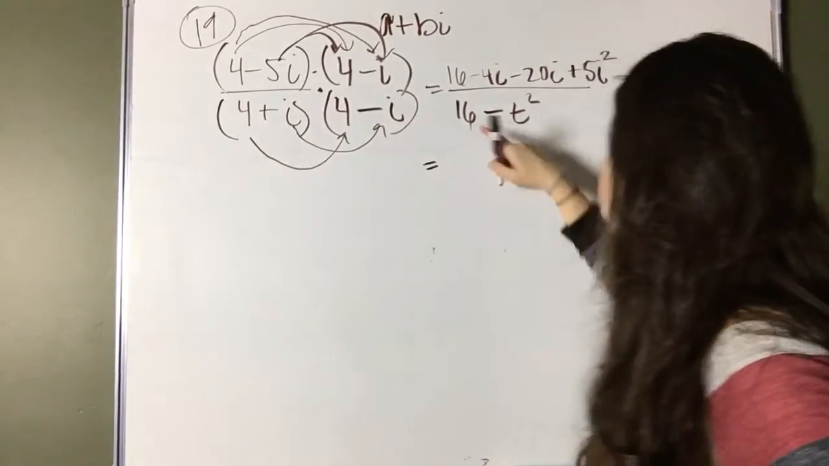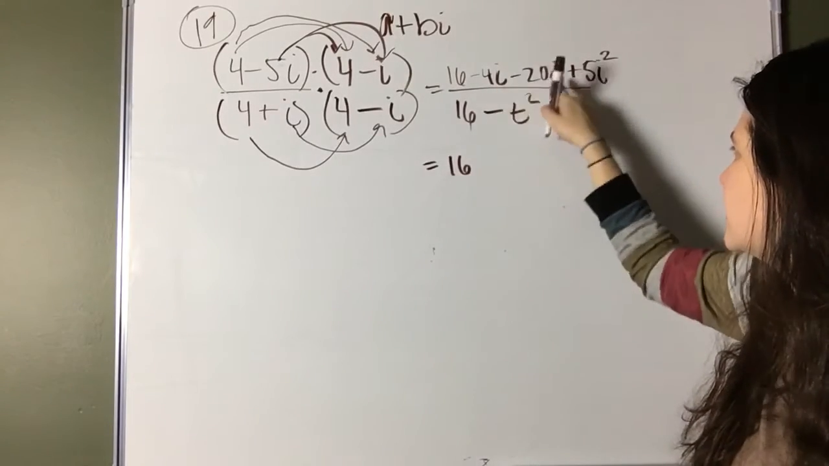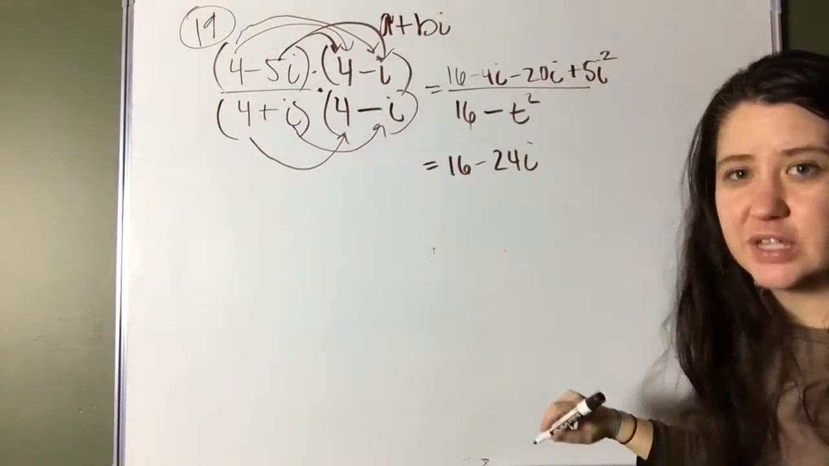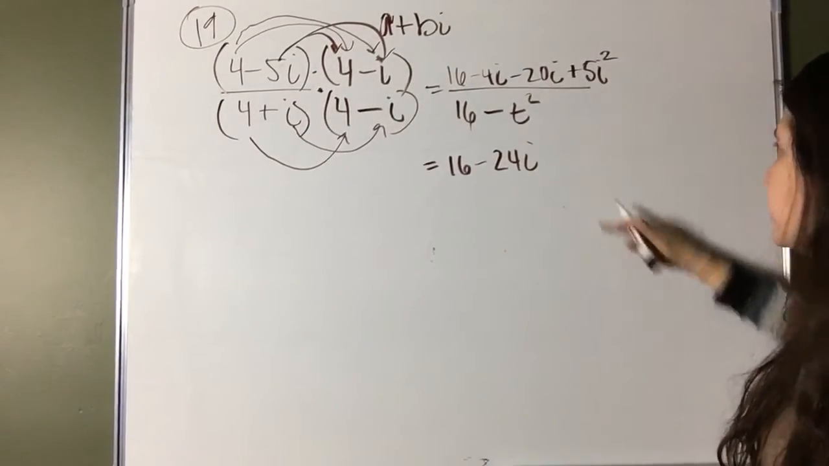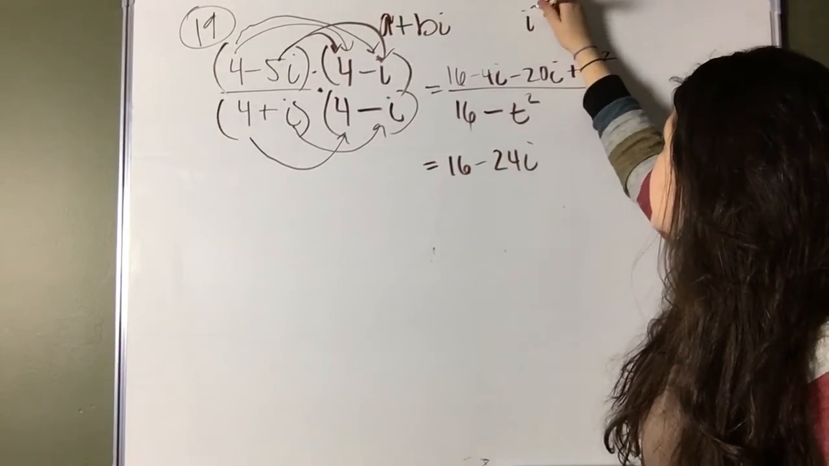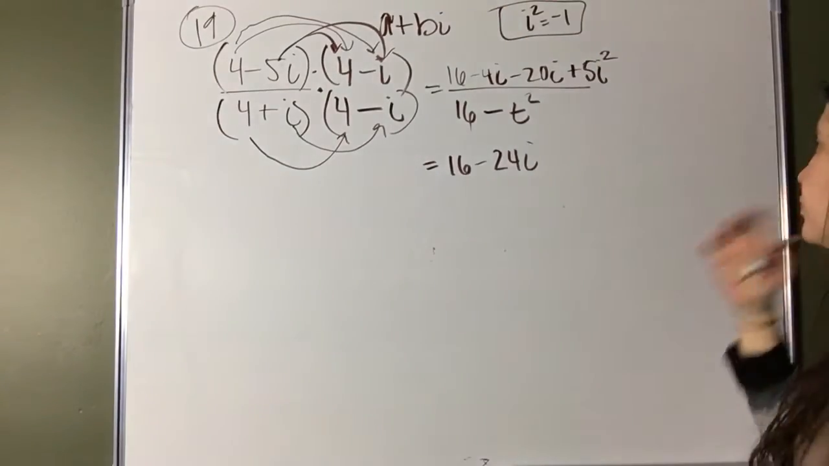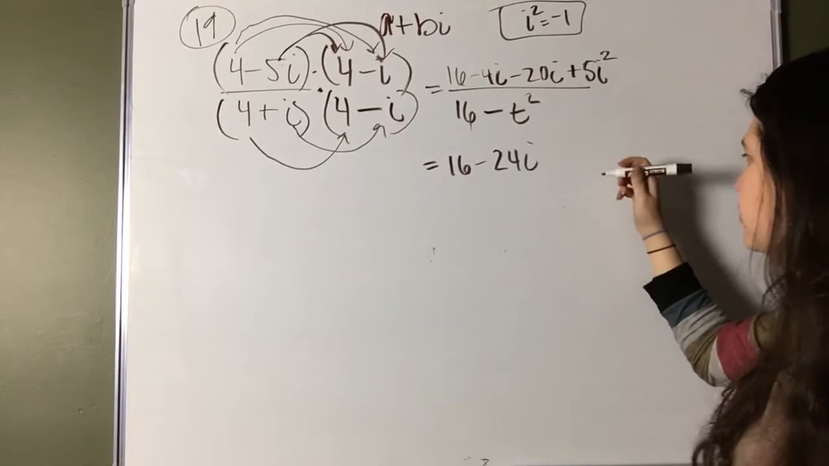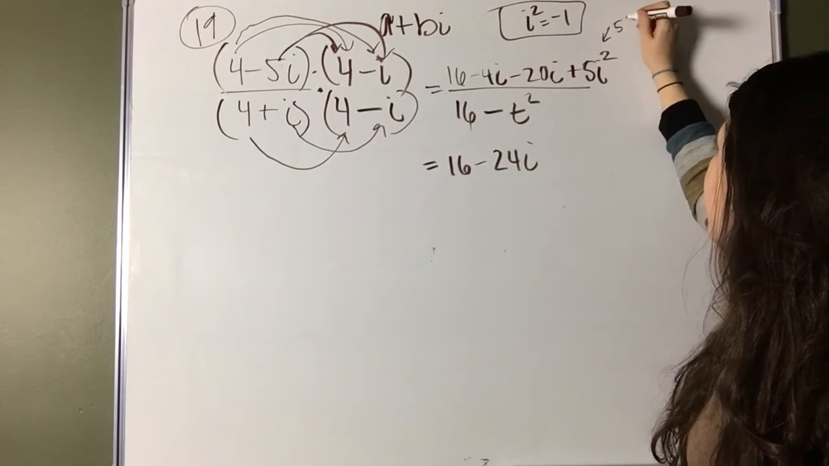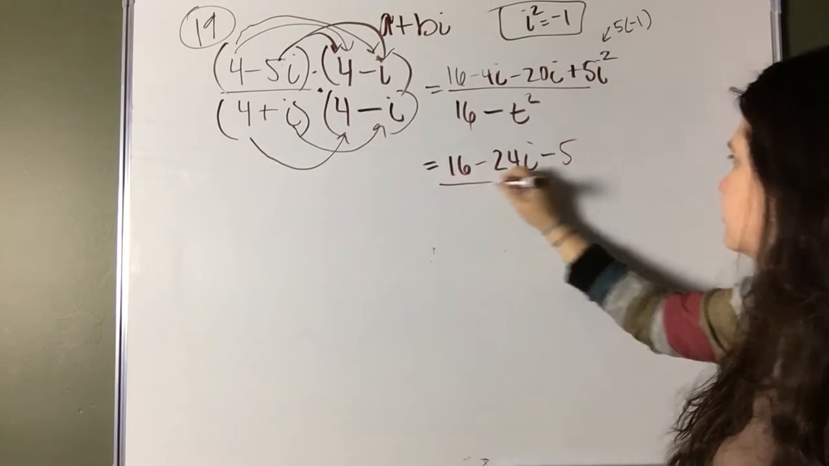So I'm gonna come down with this. We have 16. We can combine these together. These are like terms. That would be minus 24i. Now what about i squared? Okay, what does i squared equal? You remember that i squared is equal to negative 1? You need to know that for sure. We can replace i squared with negative 1. So what happens is this becomes 5 times negative 1, which is negative 5. So this really becomes minus 5.